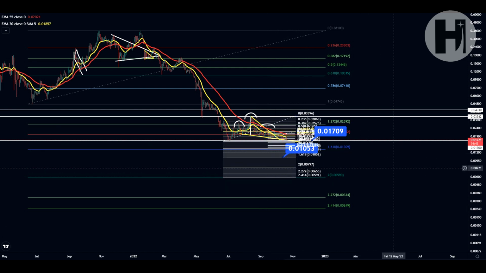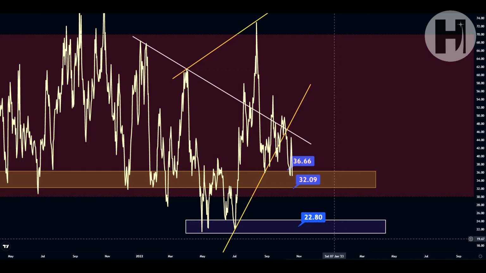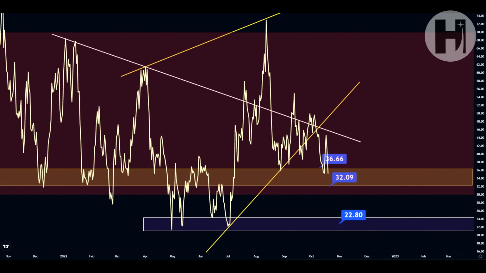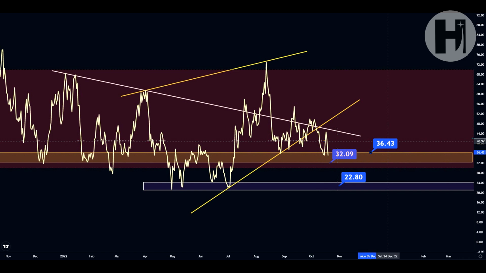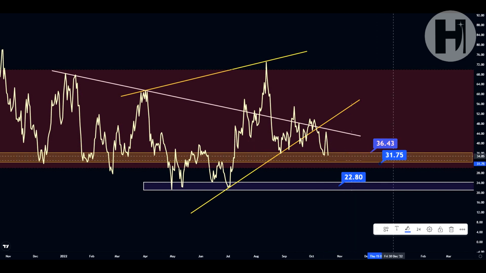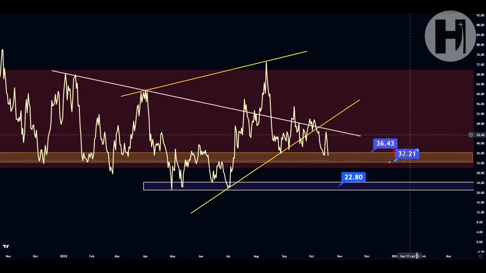Switching over to the daily RSI, let's see what's going on over here. As you can see, you went back into this buy zone that I gave you, anywhere from 36.4 to 32.3 on the RSI, and as you can see, you had a bounce from that area. You had a move to the upside, and right now you're coming back down into that area.